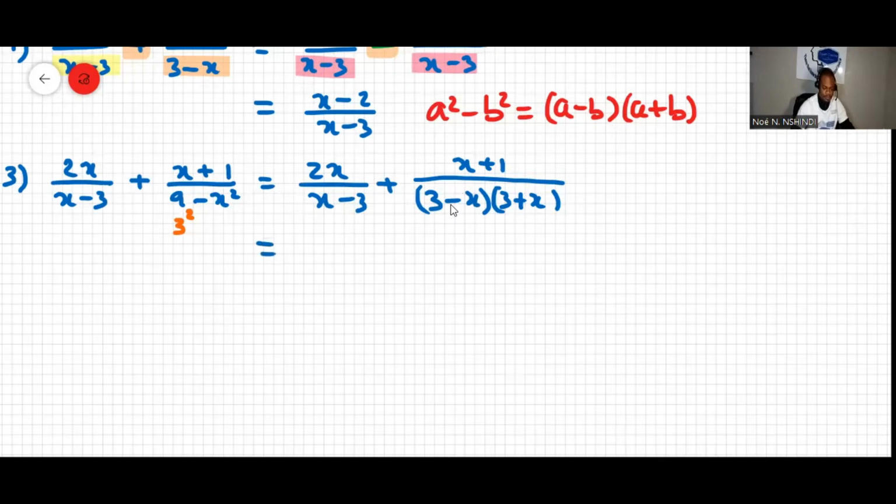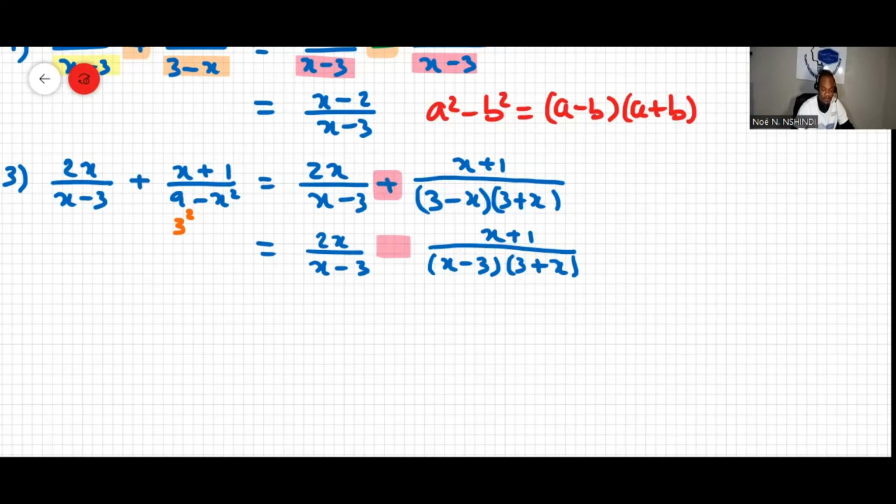equal to 2x over x minus 3. So we reverse the order here. It's going to be x minus 3, and then 3 plus x, okay, all under x plus 1. Now, when we reverse the order, the sign also changed. It was positive over here. It will become negative over here, not positive, it must be minus now.